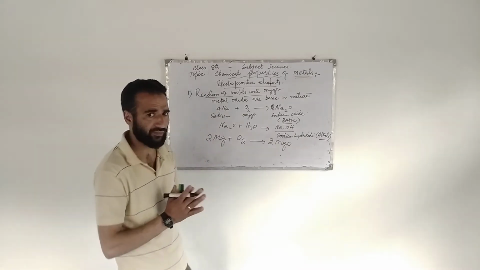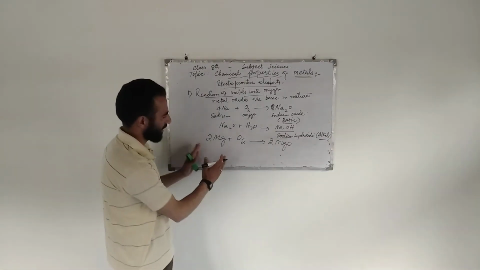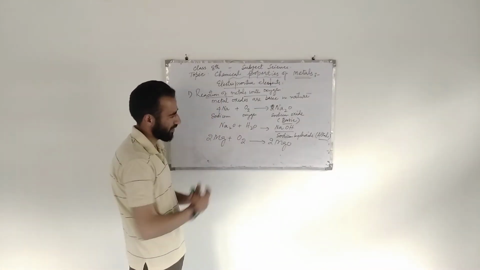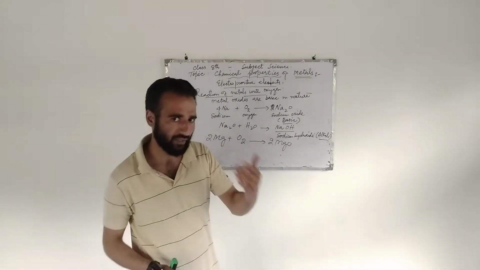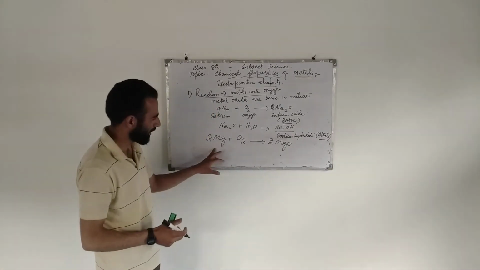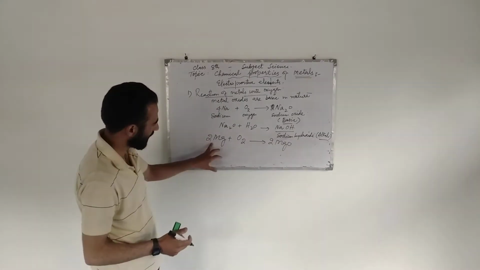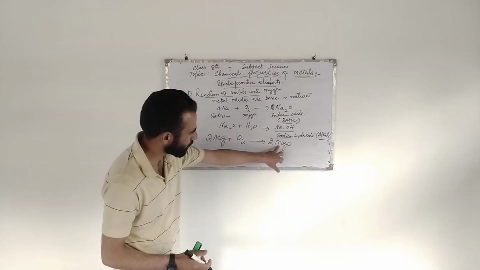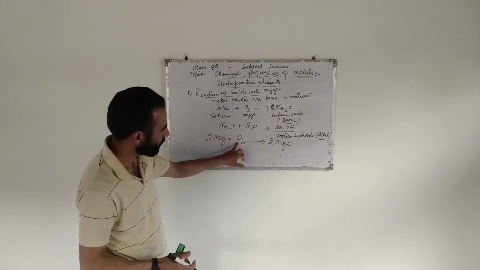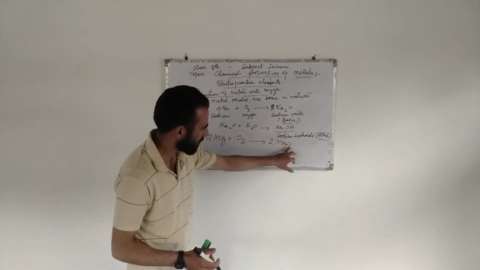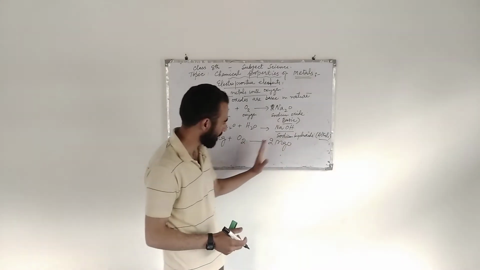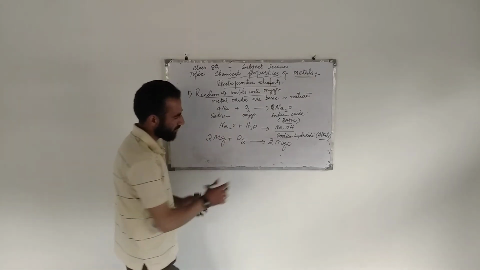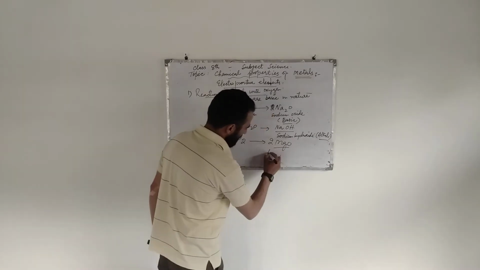In a balanced chemical equation, the number of atoms of the reactants should be equal to the number of atoms of the products. You will study this in your 10th class when you go through chemical equations and reactions. Here we take 2 magnesium atoms, and 2 magnesium atoms are formed. Here are 2 oxygen atoms, and there are also 2 oxygen atoms. This is a balanced chemical equation. So magnesium combines with oxygen and forms magnesium oxide.